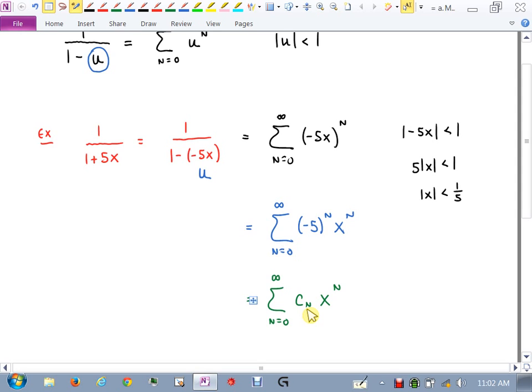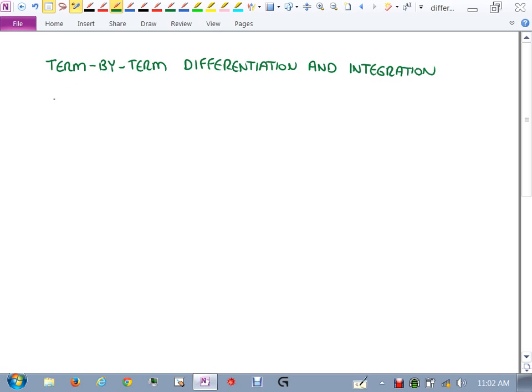So now I'm going to give you some new stuff, some other things we can do with power series, and then we're going to continue to try and find more representations of power series. So our big first note for today is what's called term by term differentiation and integration of power series.